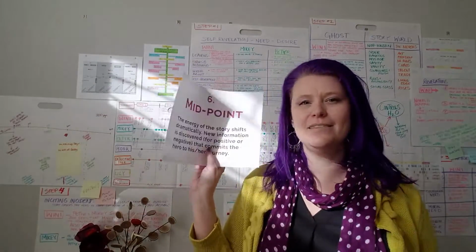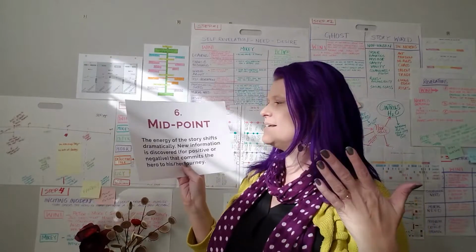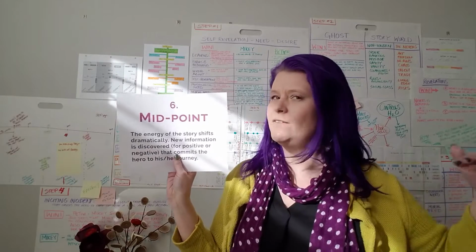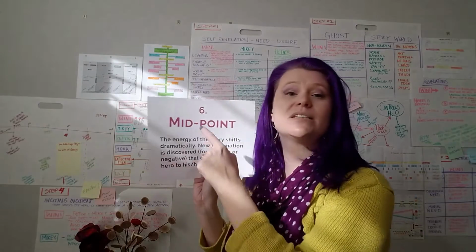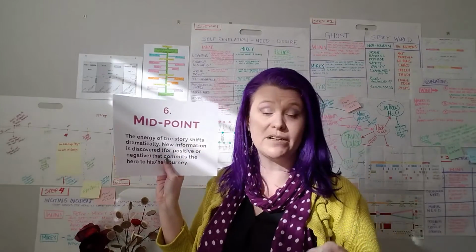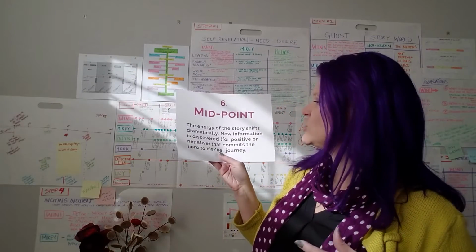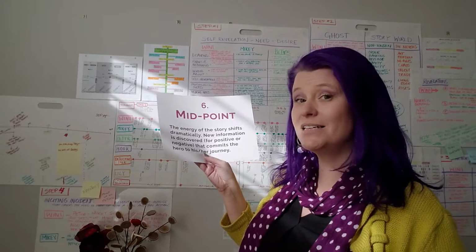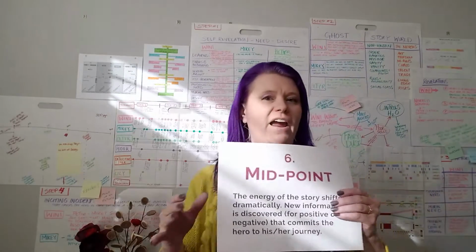Number 6, and this is another one that people tend to forget about or miss, and that is the midpoint, which is really crucial. If you have that saggy, boring middle where you're like, I don't know what to do, it's because you don't have a strong midpoint. So here's what happens at your midpoint. The energy of the story shifts dramatically. New information is discovered, for positive or for negative, that commits the hero to his or her journey.